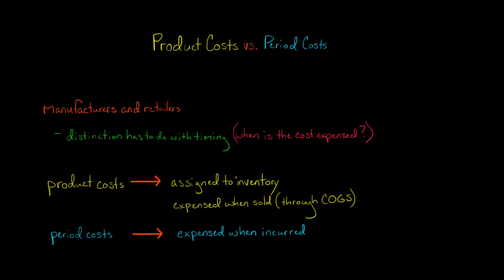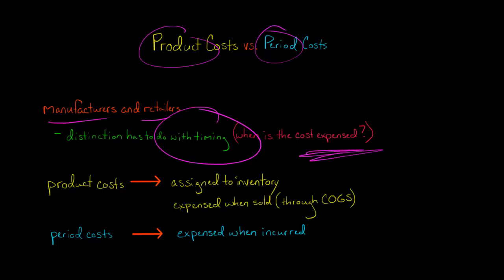In this video, we're going to talk about the difference between product costs and period costs. So this distinction between product costs and period costs only makes sense for manufacturers, retailers, or any company that has inventory. And it's really a matter of timing. When is a cost going to be expensed?